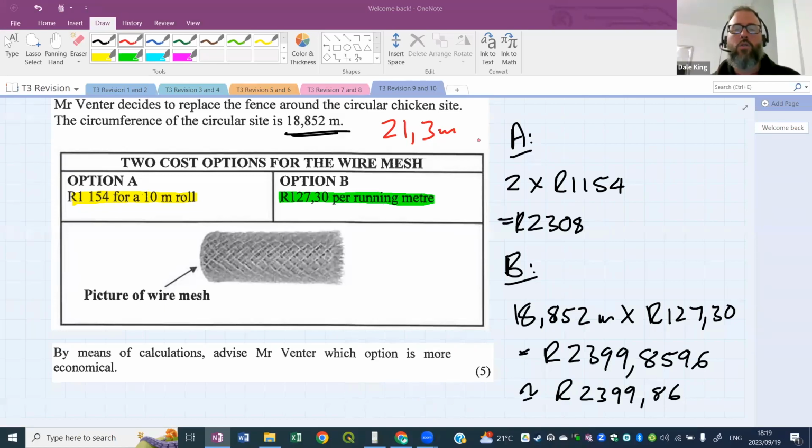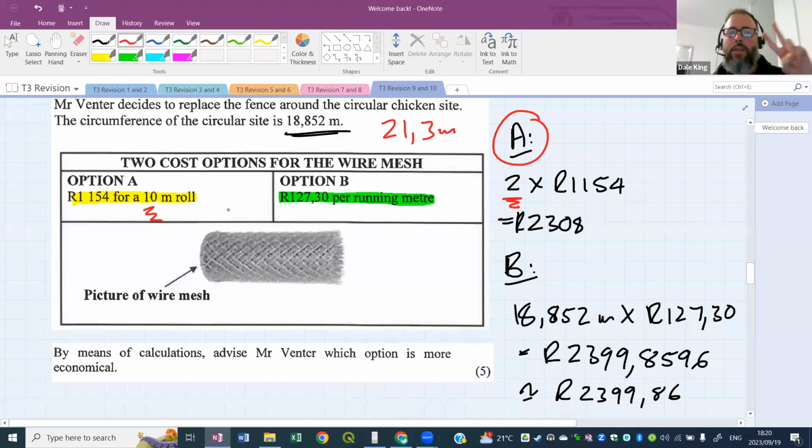All right, so there's 2 options here. We've got A, we needed 2 rolls because he's got 18 meters of fence. They only come in a 10-meter roll, so he has to buy 2. He needs 20. You can't buy 1, it won't be enough. If he buys 2, he'll have 20 meters, which is enough. Then you times 2 by 1,154 to get your overall price for that. Option B is just per meter, so it's 18.852 meters times 127 rand 30.